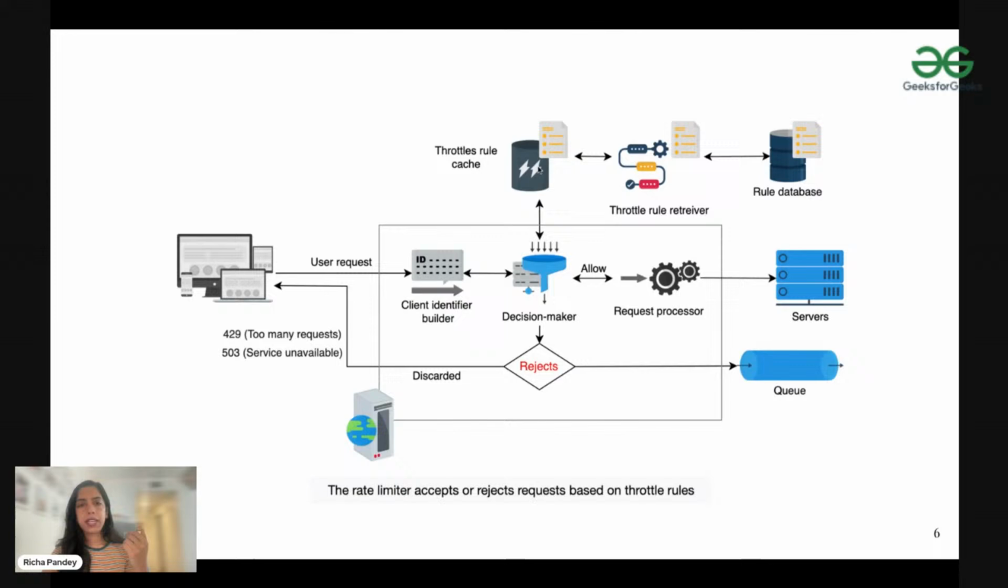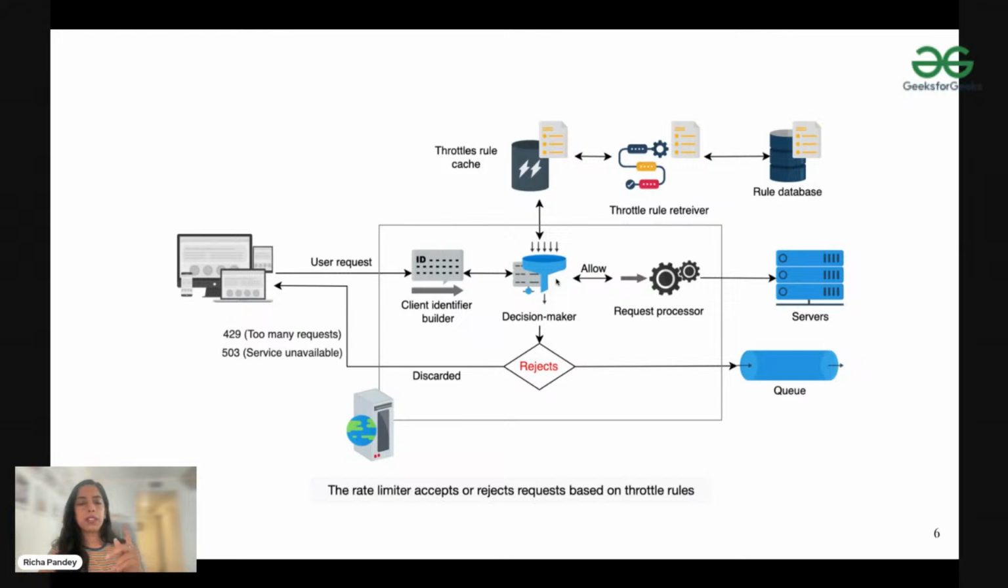Once the rule says that, the rule can basically say to let the request go through or discard the request. So if it says to accept the request, the request will be processed further, and it will reach the server, and the server will do whatever the request is supposed to do.